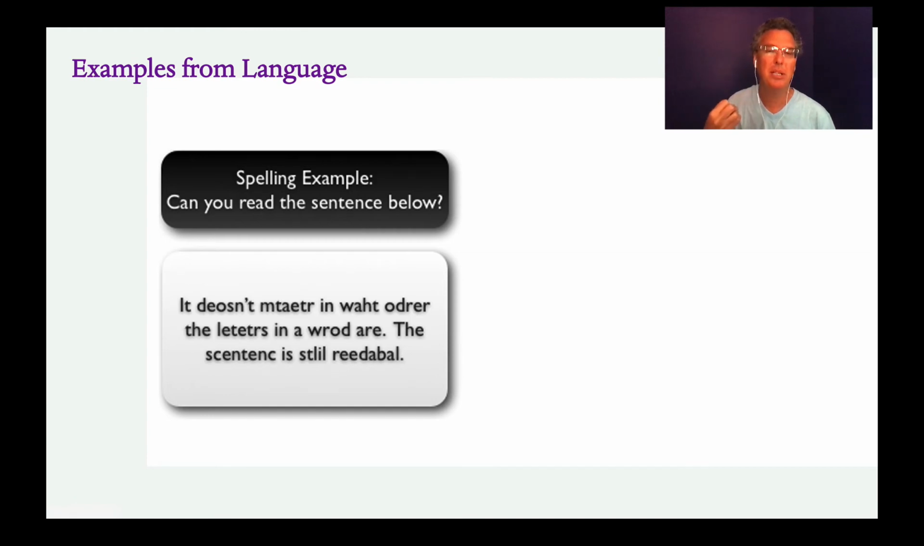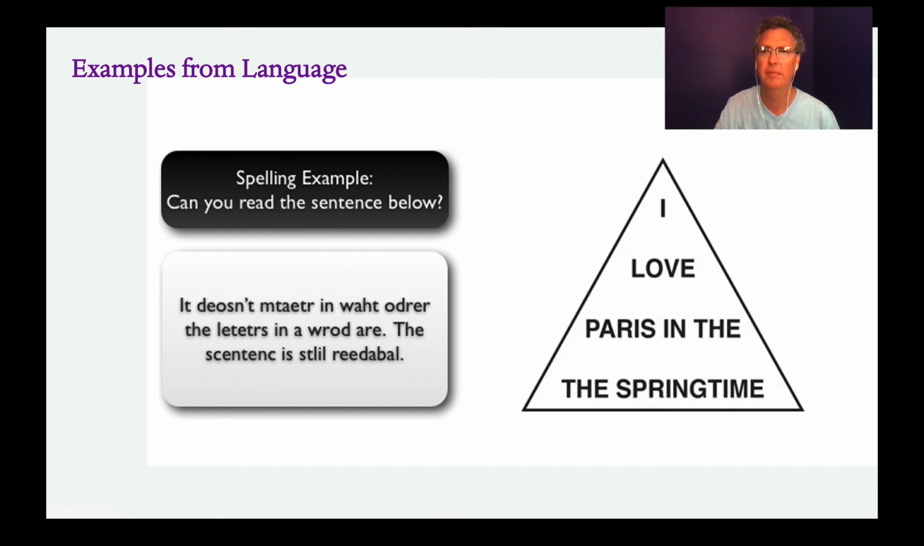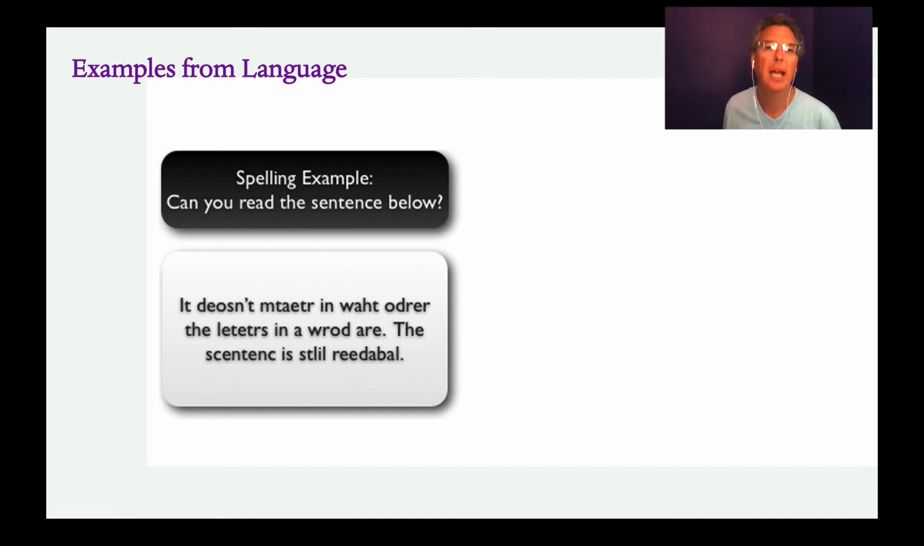Here's another example I like to do. I'm just going to ask you to do this silently. I'm going to throw this thing up. You're going to read it, and then I'm going to make it disappear, and I'm going to ask you how many words there are here. You ready? There it is. Look at that for a little while. Okay, how many words did you just see?